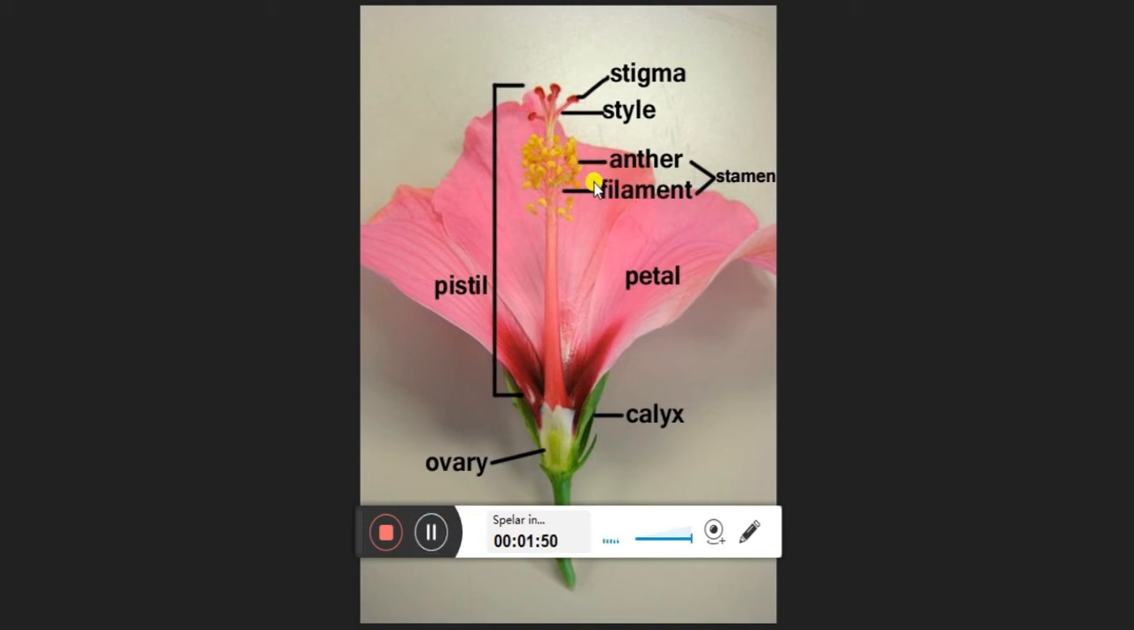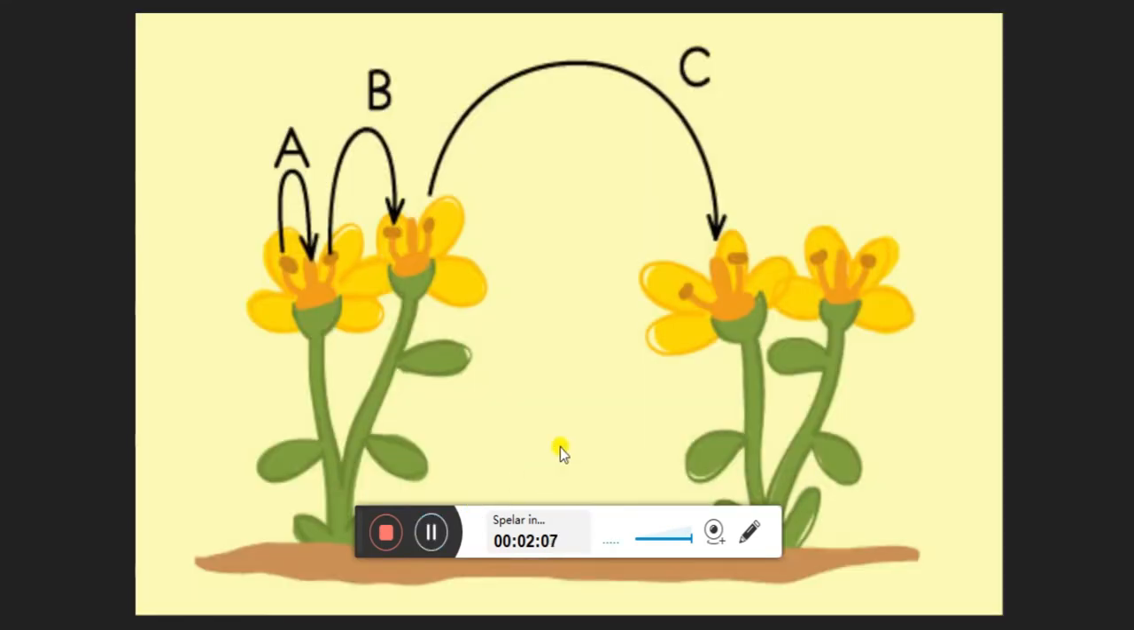Now children, as you all know, the pollen grains are present inside the anther. So when they come out, they can go anywhere. Okay, so that's why pollination is of two kinds. The first one is self-pollination and the second is cross-pollination.